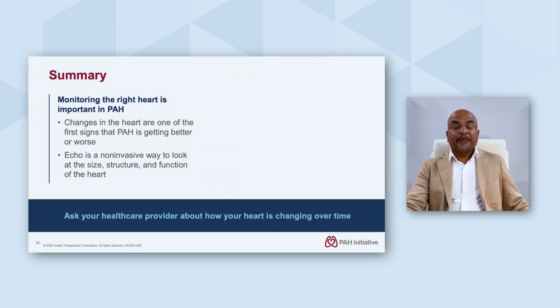In summary, monitoring the right side of the heart is very crucial in the management of pulmonary arterial hypertension. Changes in the heart are one of the first signs that PAH is getting better or worse, depending on how we look at it.